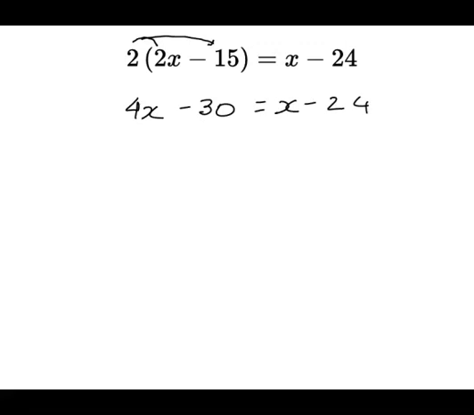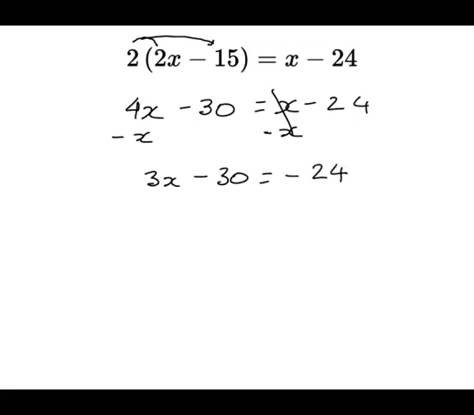Now what I want to get rid of is the x on the right hand side, so we'll take away x. What we do to one side, we do to the other. So these cancel each other out on the right hand side, so we've got 4x take away x is going to be 3x, take away 30 equals minus 24.